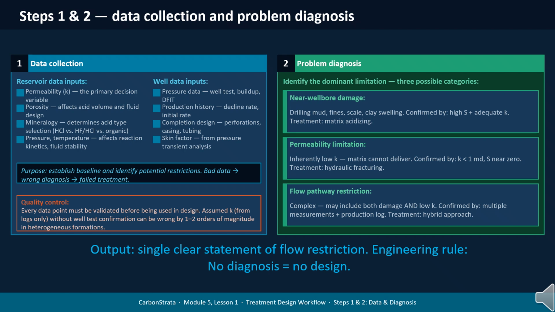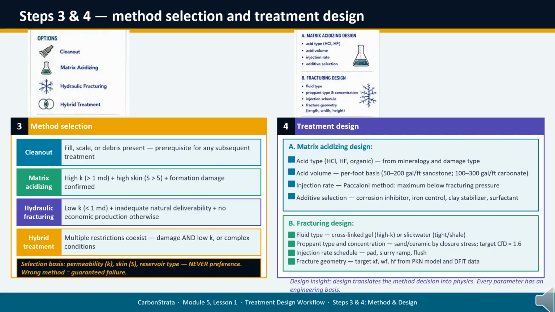Now read this slide correctly. This is not the first step. This is the step that decides everything else. Up to this point, you identified the problem. Now you commit to a solution. Start with method selection. There are only 4 options: cleanout, acidizing, fracturing, hybrid.